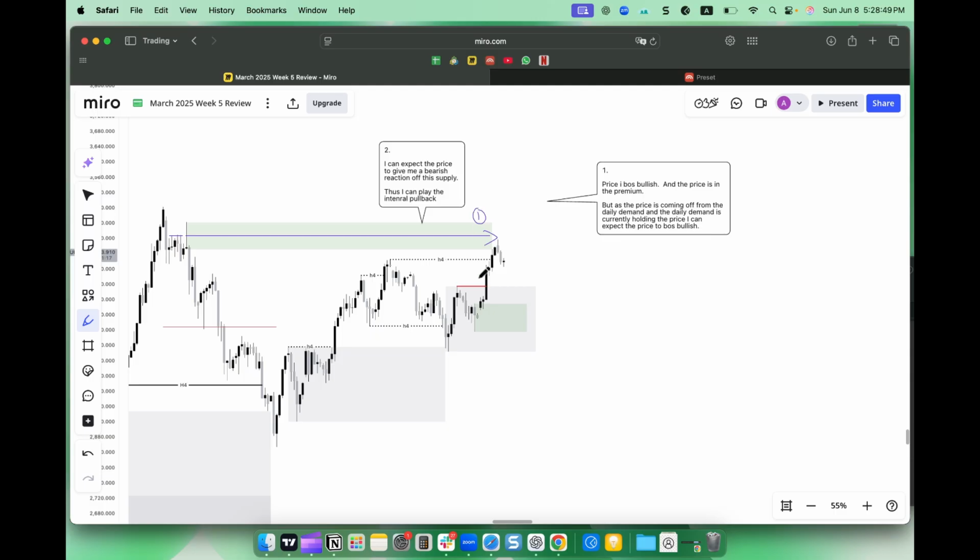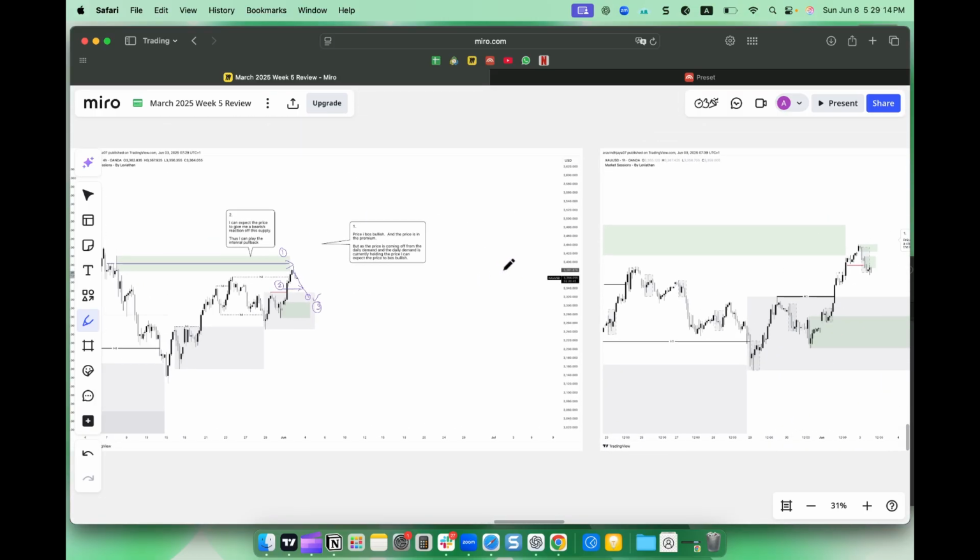The second reason is that there is no demand to the left from which the price can react. The only demand is this daily demand from which the price can react, so we can expect the price to come all the way down to the daily demand zone. This is the second point. The third point is there is a daily demand to the left which can be targeted. So three reasons why the price should come down.